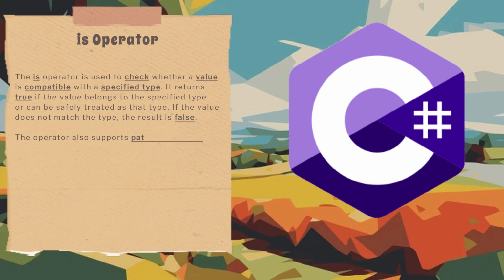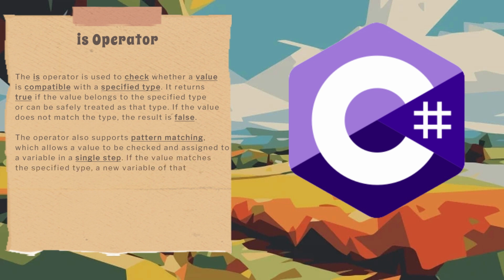The operator also supports pattern matching, which allows a value to be checked and assigned to a variable in a single step. If the value matches the specified type, a new variable of that type is created and can be used immediately within the same block of code. This reduces the need for separate casting.